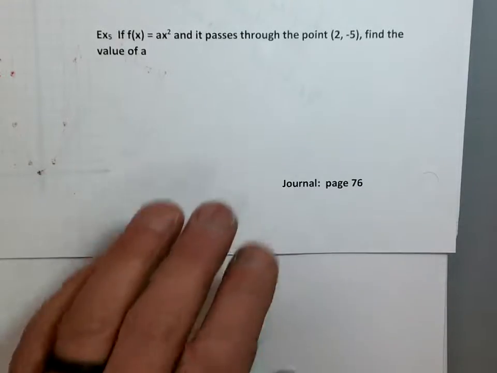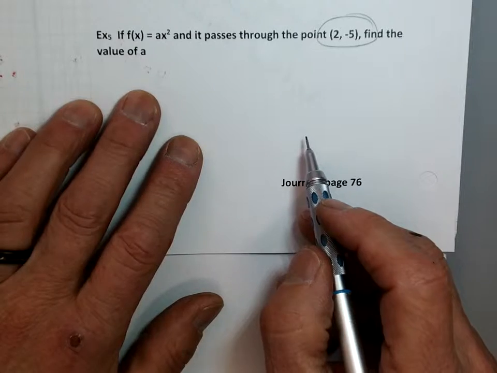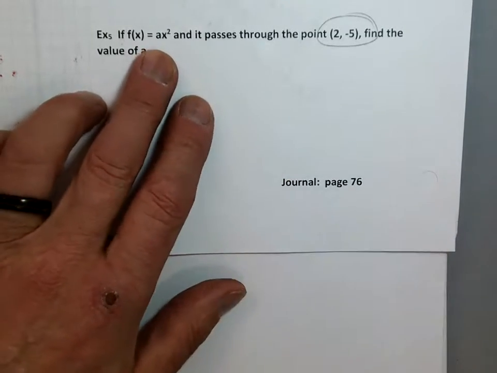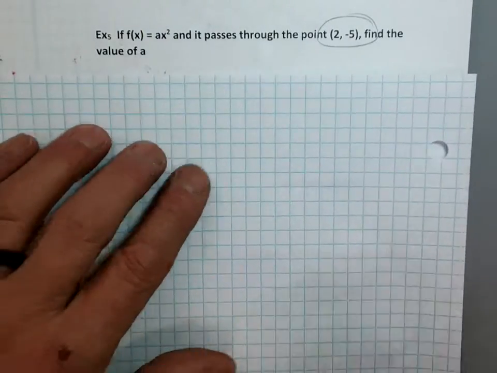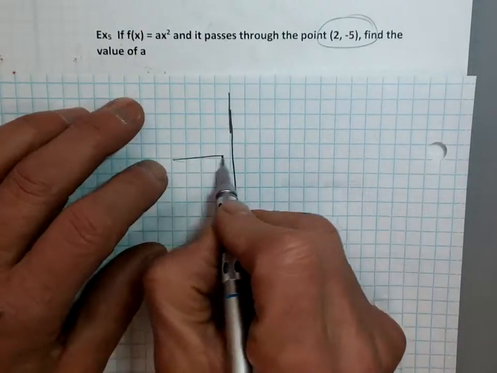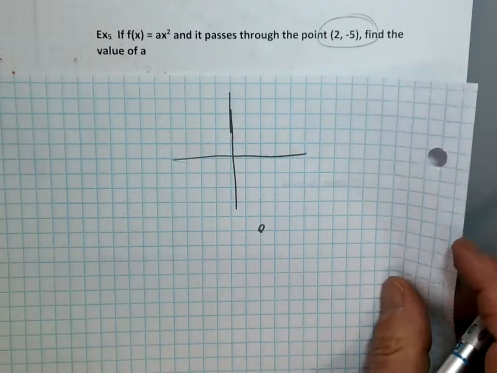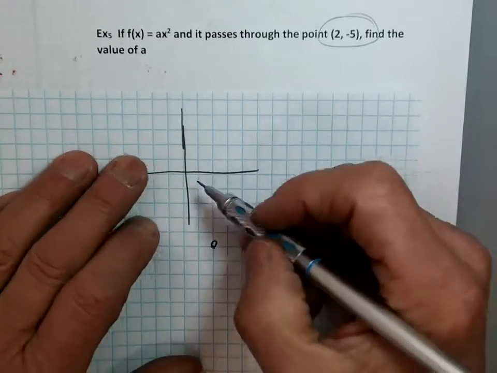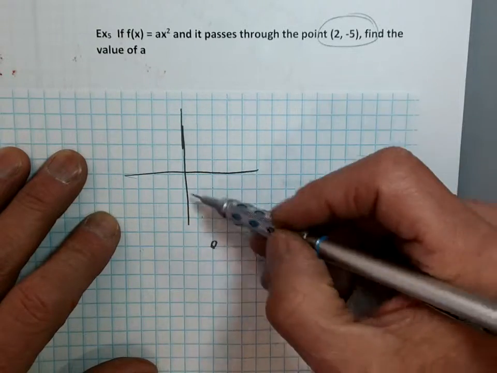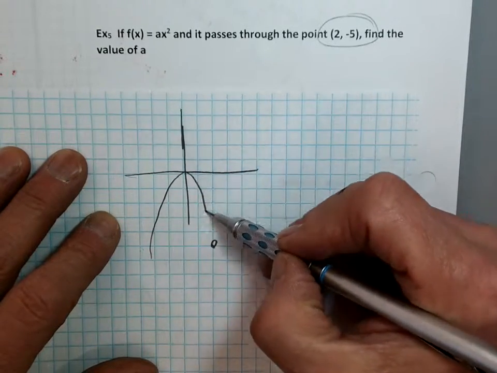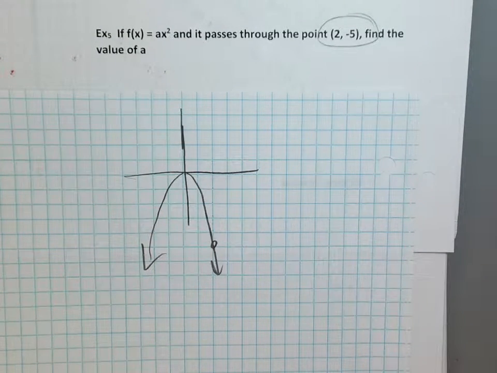So, we've got a parabola, and it's going to pass through the point 2, -5, okay? This is like our egg drop, when we did our egg drop, okay? So if I've got a parabola and it passes the point 2, -5, right? Then the parabola has to look something like this. Has to. Why can't it be like this?